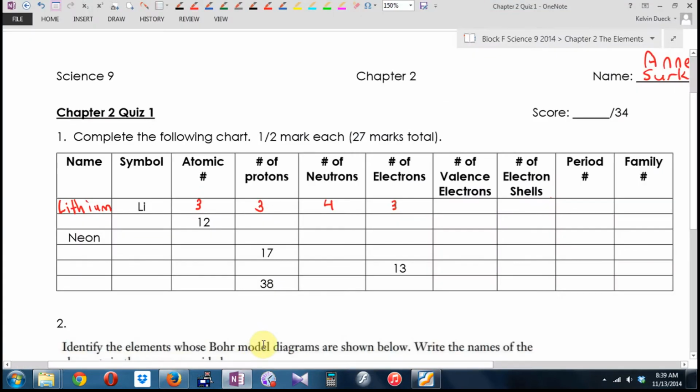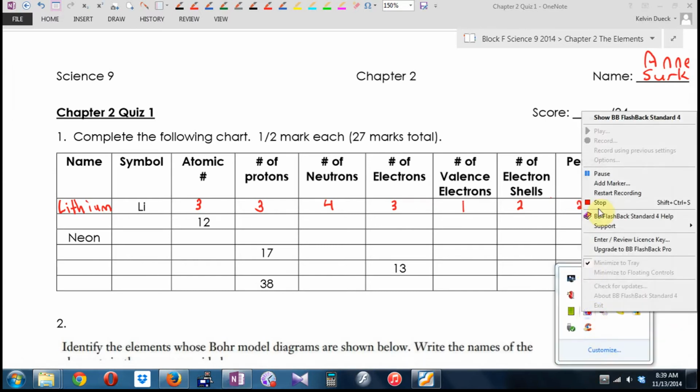So, number of valence electrons, 1. What row is lithium in? So, how many electron shells does it have? There you go. What period number is it? Period 2. What family number is it? Family 1. Family numbers are the black numbers on the top of each column in your periodic table.